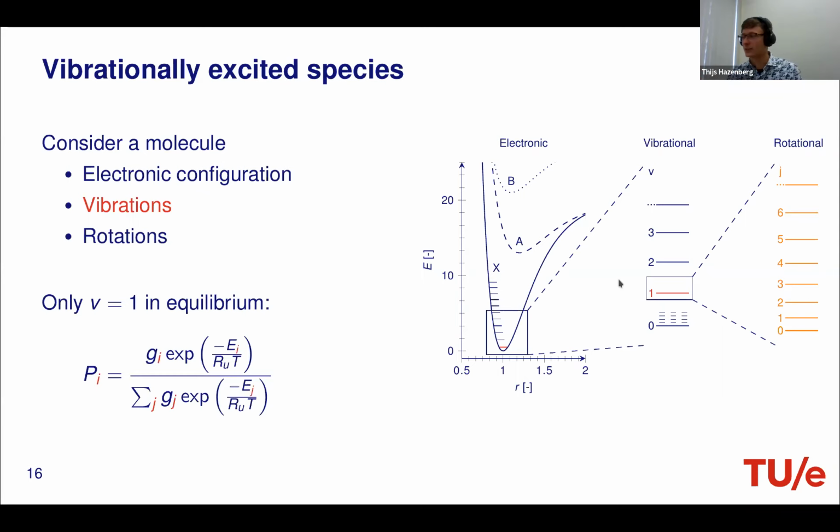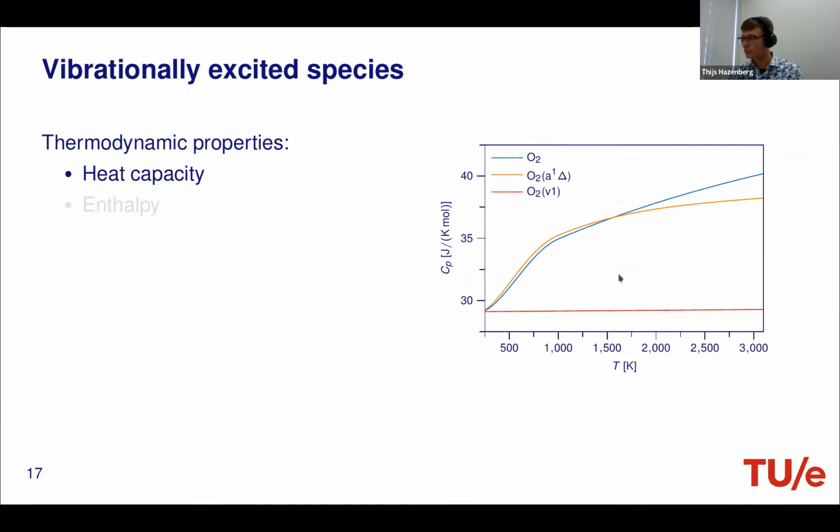But again, we take the sum of only a single vibrational level, and we make sure that we remove it from the other data. What you will then see is that the heat capacity of oxygen in the first vibrationally excited state is no longer a function of temperature, but it's completely constant. Why? Because this oxygen molecule cannot vibrate around. It's stuck within a single vibrational frequency, but it can still move around and rotate.